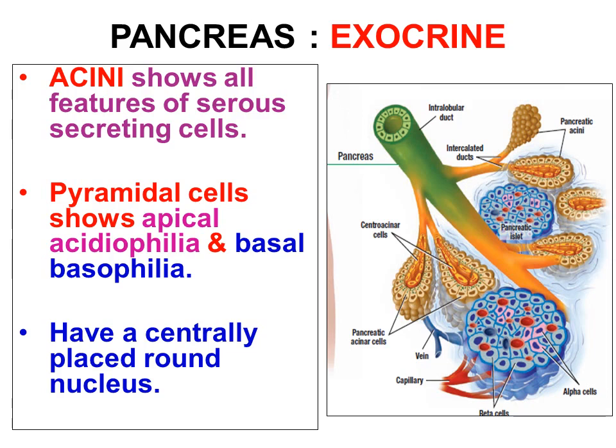They have a centrally placed round nucleus. The pyramidal cells show apical acidophilia and the basal basophilia, as the basal region is packed with rough endoplasmic reticulum. The spherical nucleus is located towards the basal part.